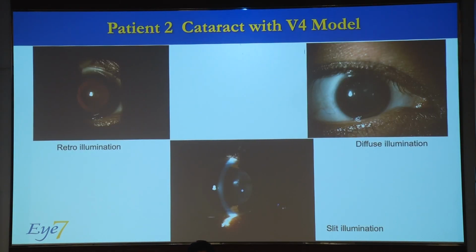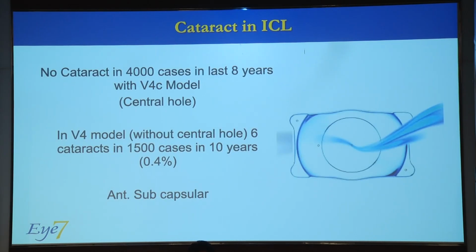So coming to another similar case, this is another case of cataract with the old V4 model without holes. There is a speck again in the periphery as seen in diffuse illumination and slit lamp illumination. This also occurred after 5 years of ICL implantation. So all these cataracts occurred with old V4 models only.